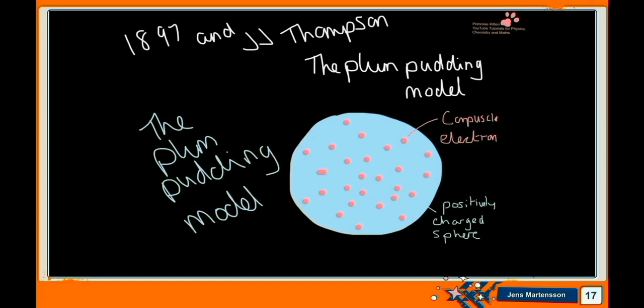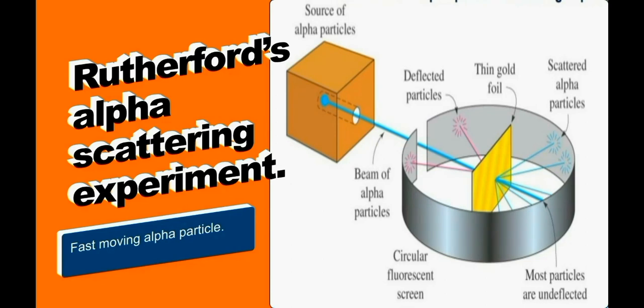Now the plum pudding model was later found to be incorrect when Rutherford proposed his atomic model. Now there are basically two things. First is atomic theory and the other is atomic model. Atomic theory deals with the electrons and protons, the basic subatomic particles. Atomic model deals with how these electrons and protons are arranged in an atom. Alpha scattering experiment. In 1911, Ernest Rutherford, a New Zealand-born British physicist, conducted an experiment in order to find the arrangement of electrons and protons in an atom.